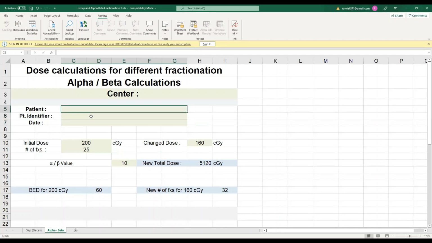Sir, I have a question. When we talk about the 4 Rs, is it only applicable for fractionation treatment, or is it also applicable for SRS or SBRT? For SRS and SBRT, we use the idea of tissue ablation. So no, these are not applicable there, because in SRS we just use a single fraction, and tissue ablation means we just destroy that tissue.